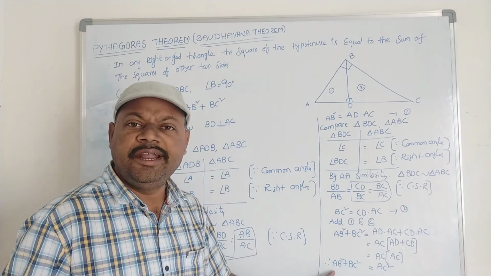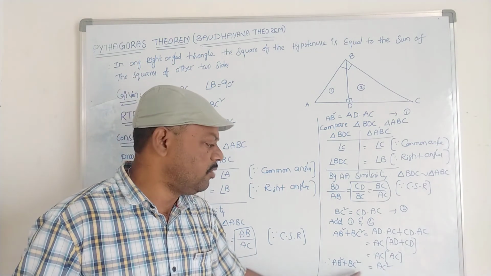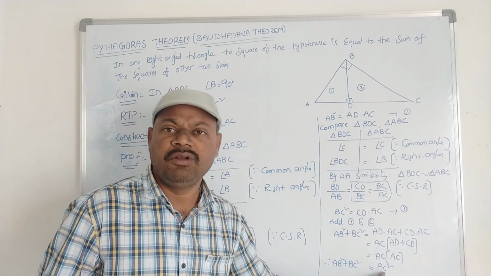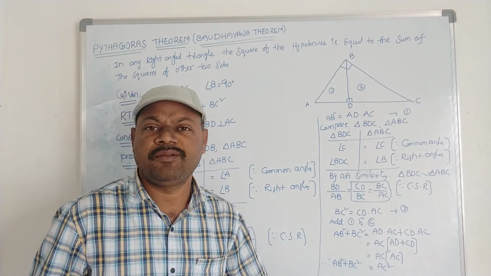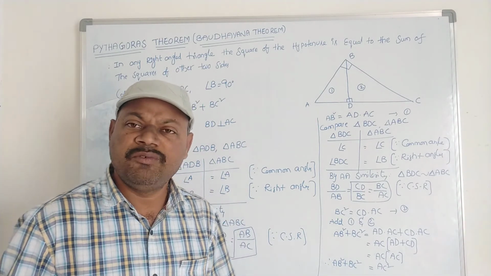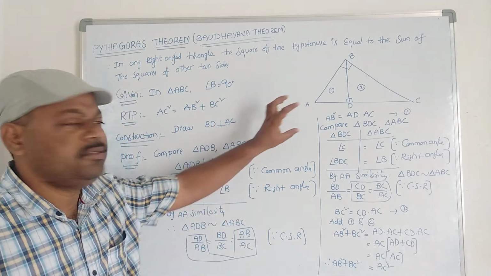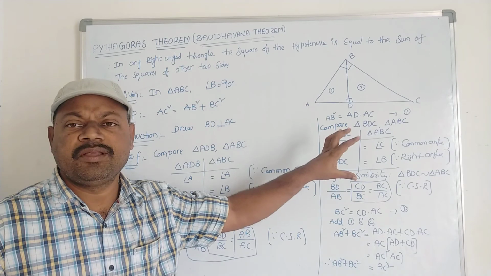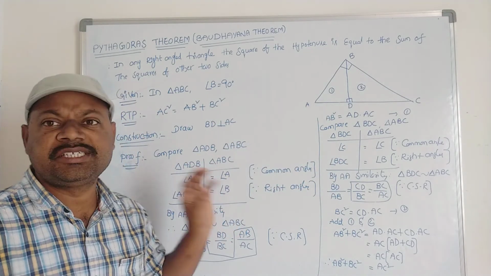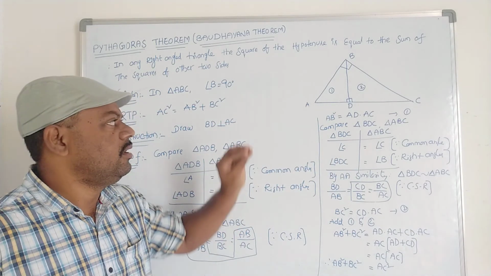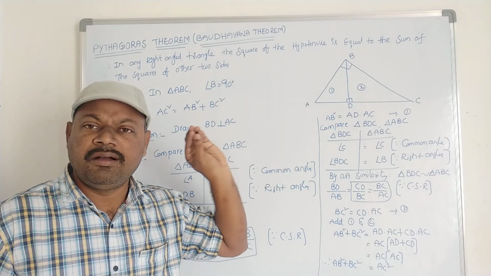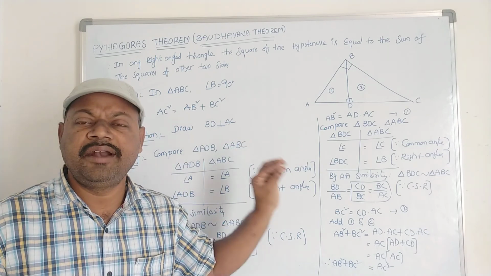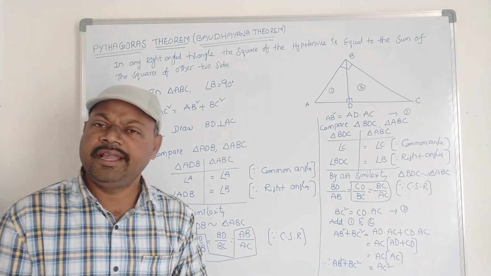Side 1 square plus side 2 square equals hypotenuse square. Hence proved. This is the Pythagoras theorem. Very simple. Just focus on the diagram and understand each and every step. It is based on the basic concept of similarity rules. Okay, thank you so much.